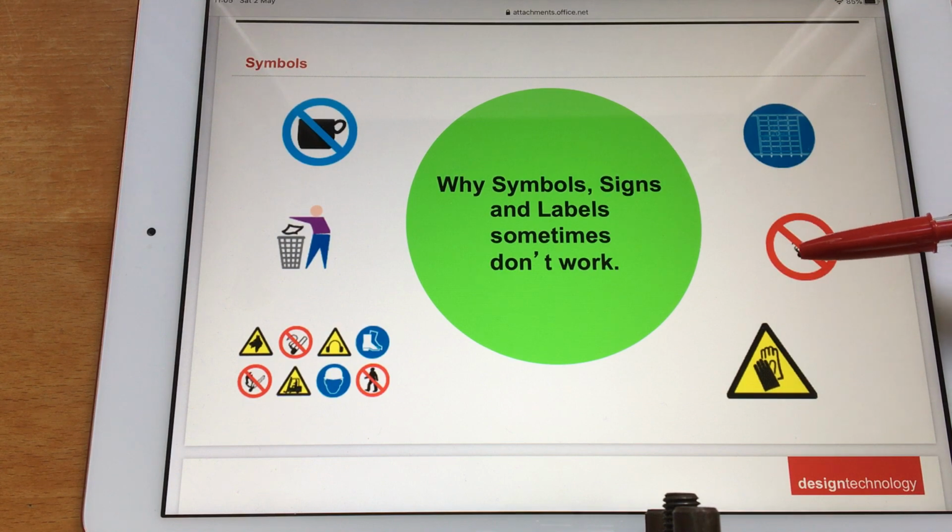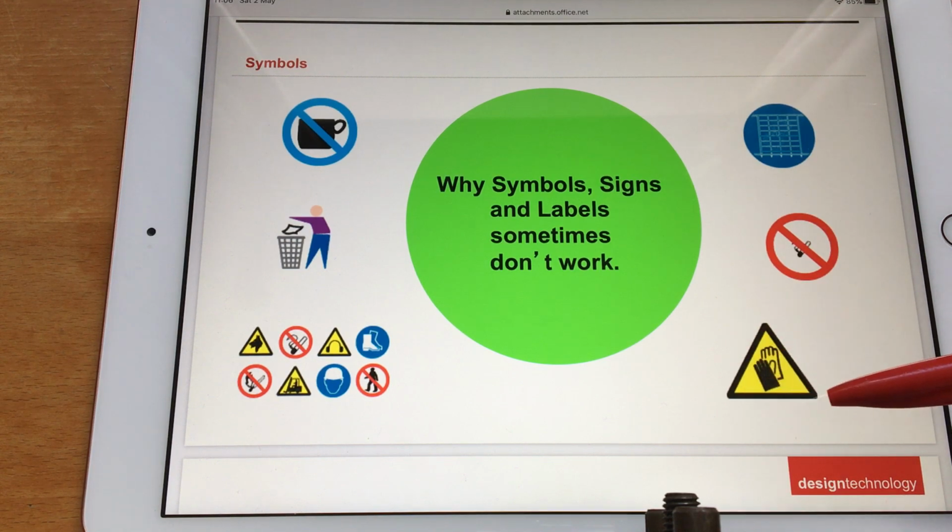This one, the pictogram is too small because the line is almost hiding most of the pictogram, so it's difficult to understand. And this one, we've got the category wrong. This is saying warning, gloves, when really it should be a mandatory sign. You must wear the gloves.